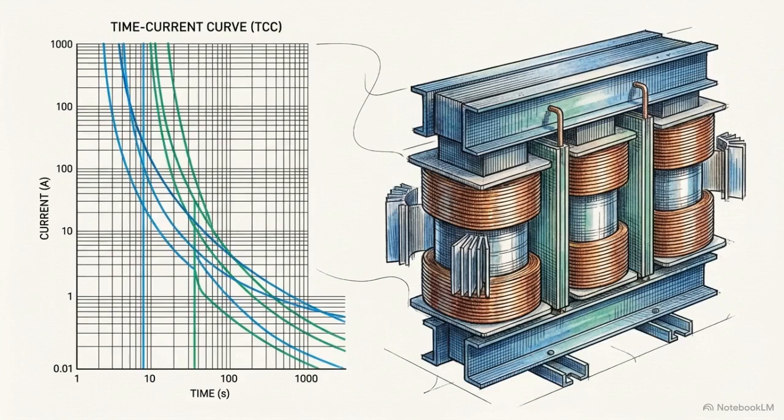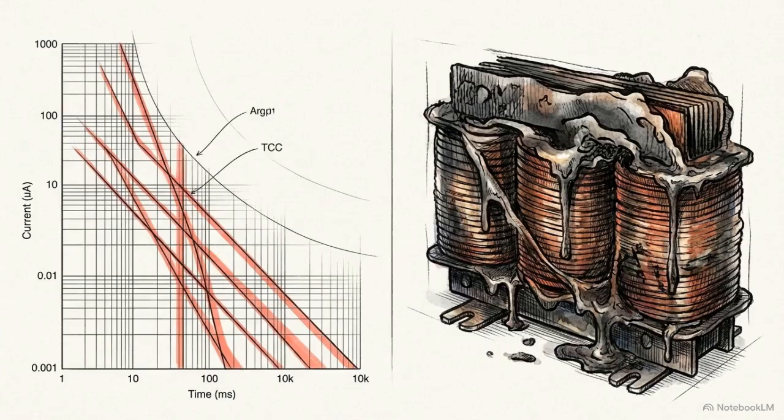When protective relays are configured correctly, a fault clears in fractions of a second, leaving the equipment unharmed. When those settings are wrong, the internal coils overheat, deform, and eventually melt.